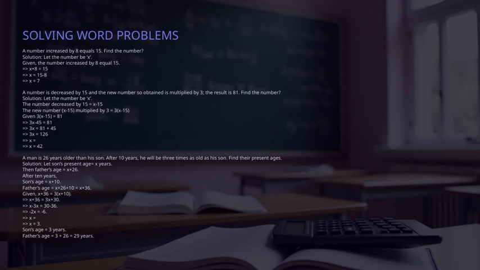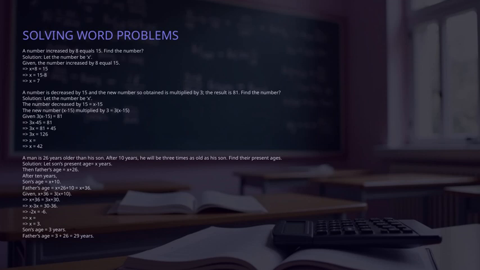Next, there's a problem where a number is decreased by 15, and then this new number is multiplied by 3, resulting in 81. Again, let's call the original number x. The decreased number is x minus 15. When we multiply that by 3, it equals 81. So the equation is 3 times (x minus 15) equals 81. To solve for x, we divide both sides by 3, or better yet, expand the equation to 3x minus 45 equals 81. Adding 45 to both sides gives 3x equals 126. Dividing both sides by 3, we find that x equals 42.